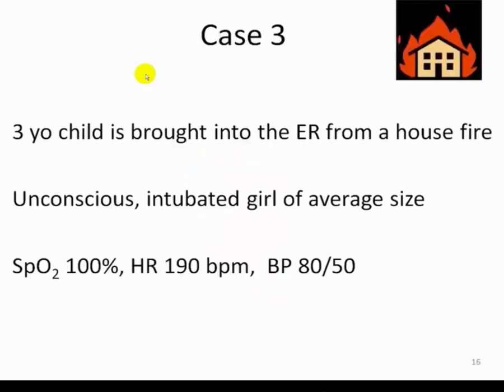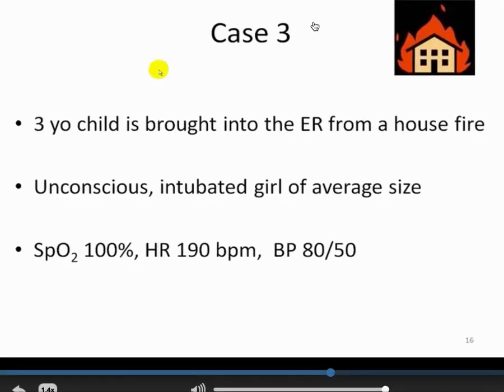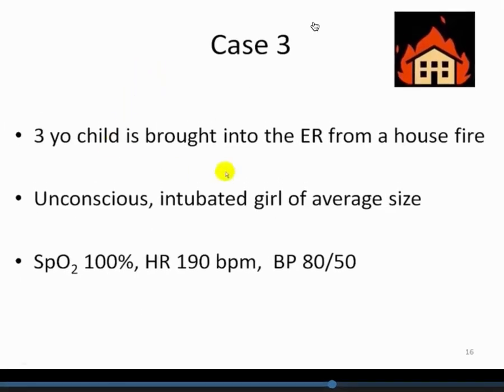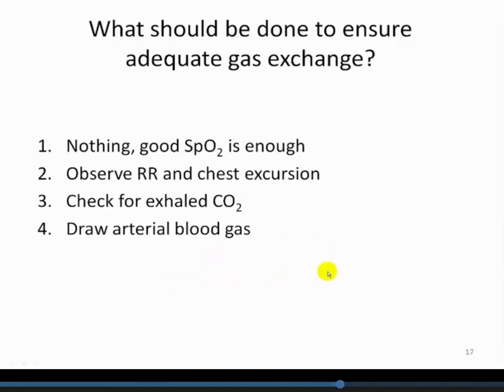So the last case, case 3, is a 3-year-old child brought into the ER from a house fire. The patient is unconscious, but intubated, a girl of average size. The SpO2 is 100%. So this is the pulse oximeter indicating 100% saturation. Heart rate's 190 beats per minute. Perhaps a little bit high, but considering she just came out of a fire, and blood pressure is 80/50. So what should be done to ensure that there's adequate gas exchange in this patient?